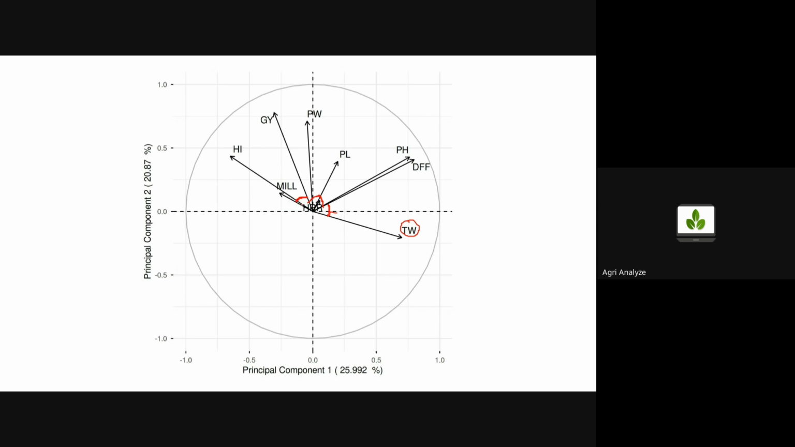Here we found that harvest index and plant height have a negative correlation, because the angle between harvest index and plant height is greater than 90 degrees. So this is the negative correlation between harvest index and plant height. This way we use this graph for finding the directional relationship between two variables.